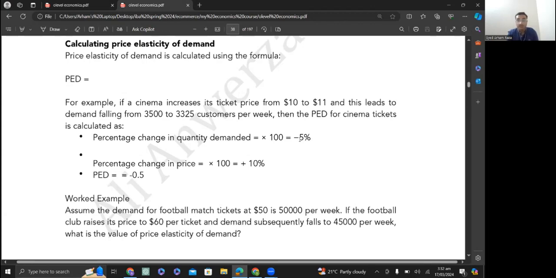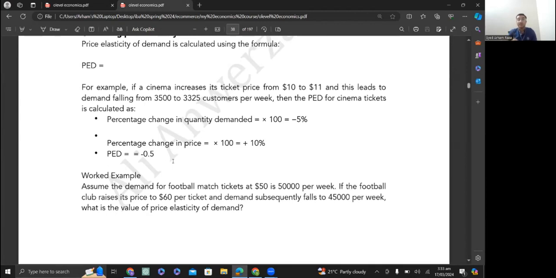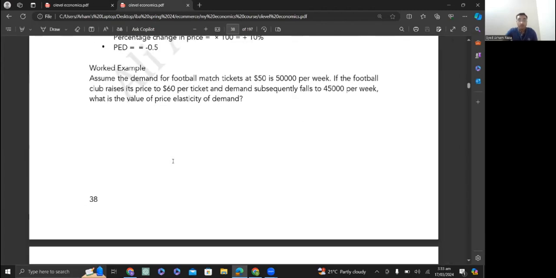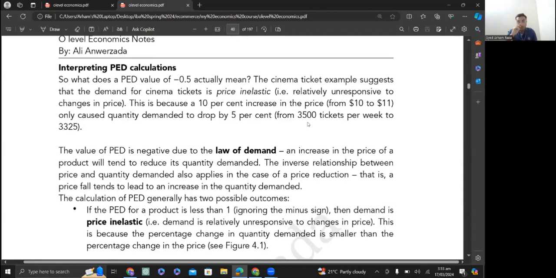So we can say that the PED is minus 0.5, which means the percentage change in price is 10% and the percentage change in quantity demanded is 5%. So 5 divided by 10 is equal to 0.5. Here you can see that there is a negative symbol. The negative sign over here denotes that there is an inverse relation between the price and the quantity demanded for the product. So now interpreting the value of this minus 0.5.